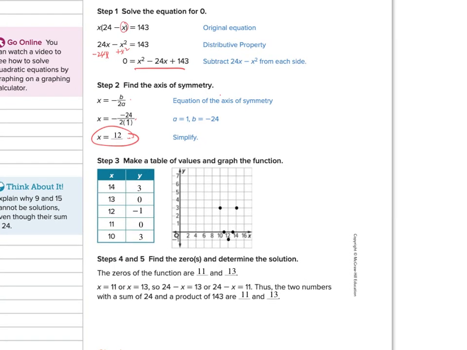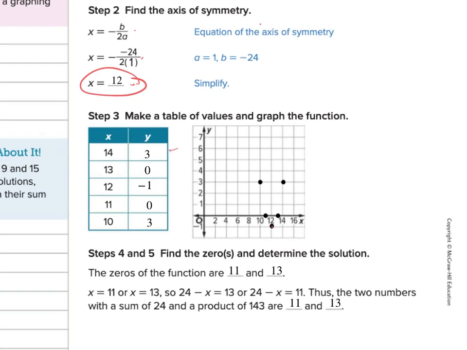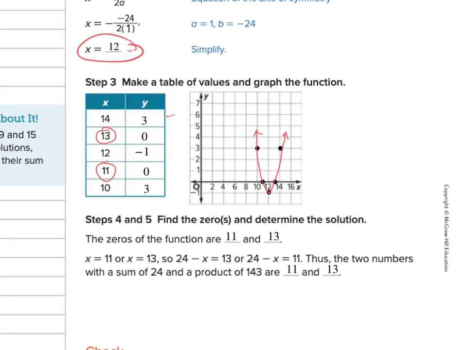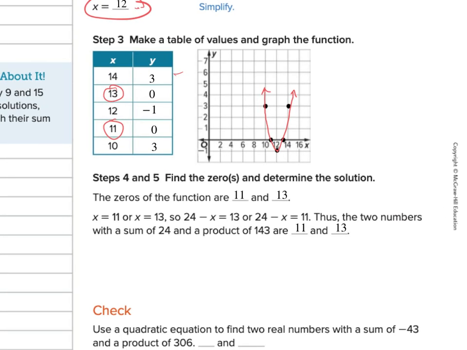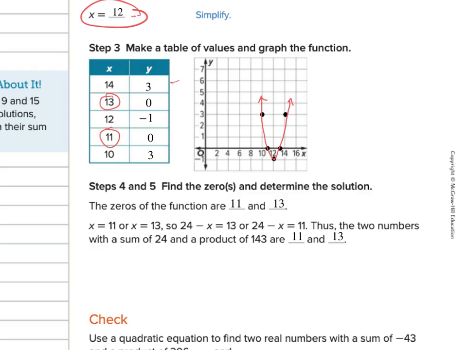We can see that when x equals 12 down here, when we graph these points, it looks something like this. So we do have 2 points where it intersects the x-axis. So those would both be solutions. x is 13, x is 11. So those are my 2 possible solutions, and that's what they're talking about. And if we added them together, they sum to 24. If we multiplied them, they would multiply to 143. So that's the process that they're going through.